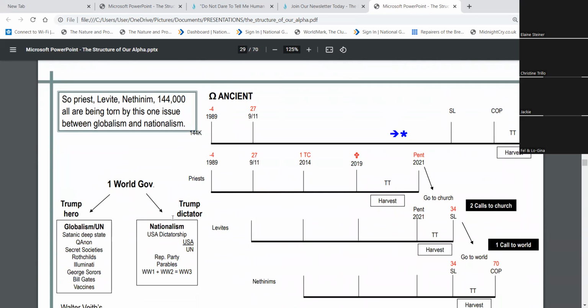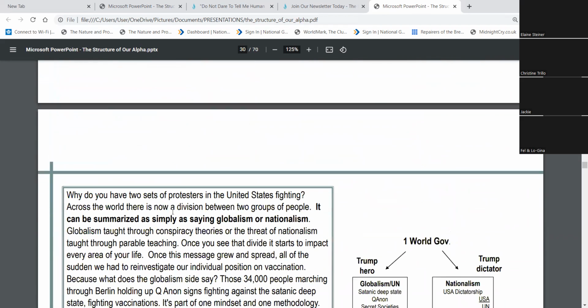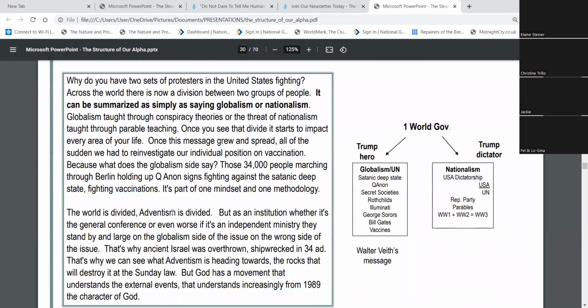So priest, Levites, Nethinim, 144,000, are all being torn by this one issue between globalism and nationalism. Why do we have two sets of protesters in the United States fighting? Across the world, there's now a division between two groups of people. It can be summarized simply as saying globalism or nationalism. Globalism taught through conspiracy theories, or the threat of nationalism taught through parable teaching.